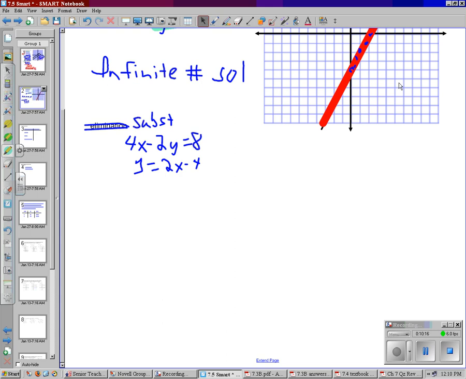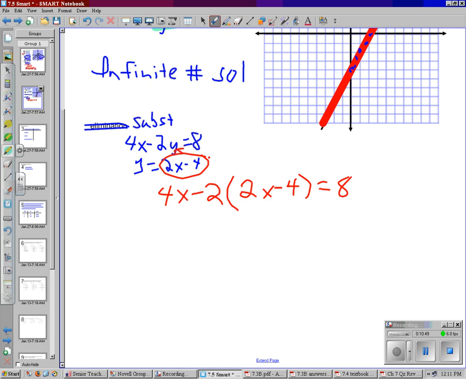Any thoughts? What should we substitute in where? What do you say, Jordan? 2x minus 4 into this equation, so it'd be 4 times 2x. Okay, so we're going to put it into the 4x minus 2y equals 8 equation. All right, so we have 4x minus 2, here is where I need parentheses, 2x minus 4 equals my 8, because I've got that 2 times whatever y is.